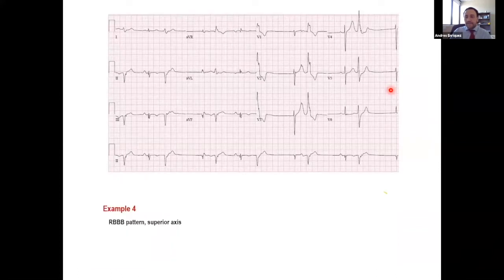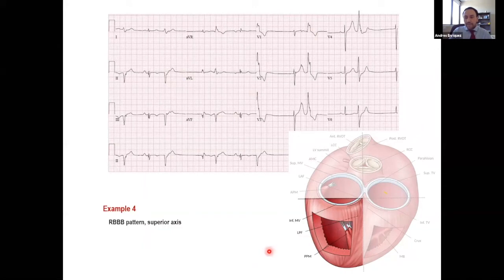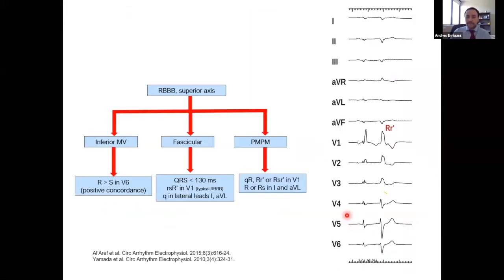So this is another example. Here we have another PVC, in this case with superior axis, so 2 and 3 are negative, and with a right bundle pattern, so positive V1. So this has to be an inferior structure in the left ventricle, this quadrant here. And as you see, there are not many structures that can produce this pattern. Here we have the inferior mitral annulus, the posteromedial papillary muscle, and the left posterior fascicle in the septum. So how can we differentiate PVCs from these structures?